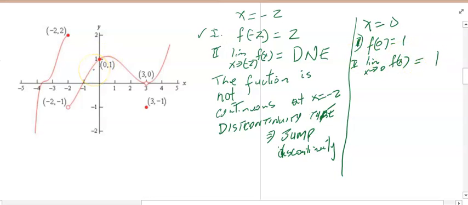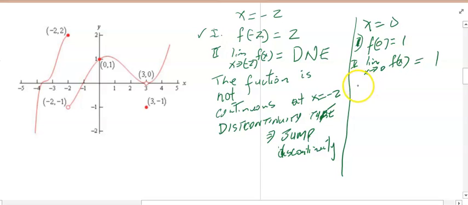Why? Because as we approach 0 from the right, the limit of the function is 1. As we approach from the left, rather, the limit of the function is 1. And as we approach 0 from the right, the limit is also 1. Okay, so because the limit as we approach from the left or the right side is equal to 1, therefore the limit as we approach the point is 1.